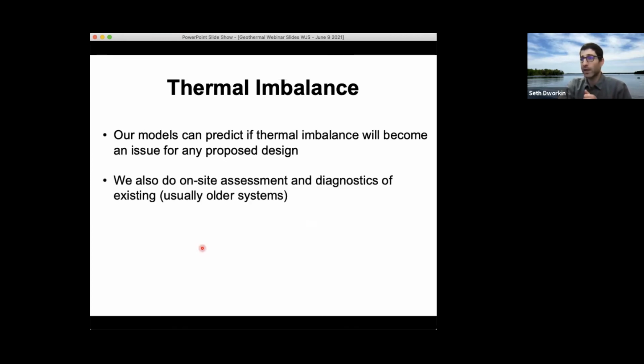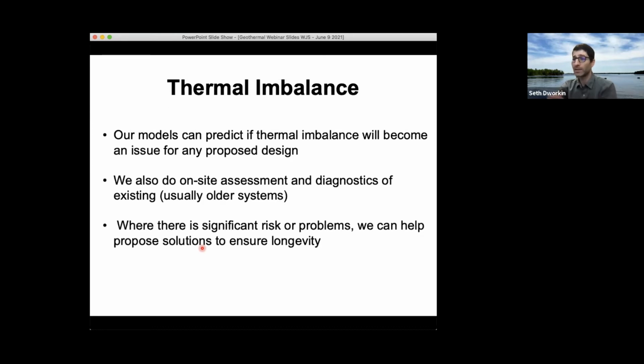Another thing we've done is after a year or two, or sometimes, like in a recent project, after 25 years, we will do an on-site assessment to diagnose the ground to see if its temperature has migrated up or down, because there are ways that that effect can be mitigated. So measurements can be taken on site to verify what the models tell us. Where there is significant risk of a problem, we'll usually propose solutions that will ensure longevity.